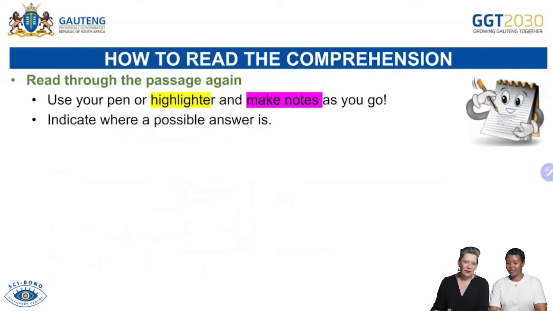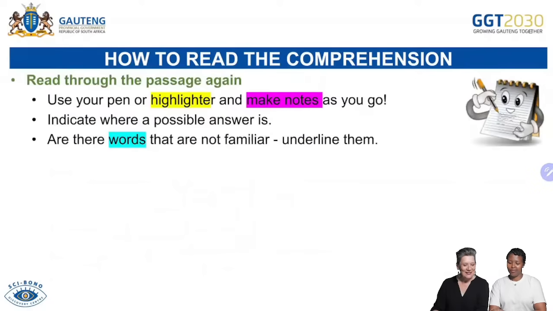Now, just to remind you, the question paper will be very specific. Usually we refer you to the specific paragraph. Stick to that paragraph. Exactly. We might even refer you to a line. So make sure you refer to that line specifically when asked to. Right. So indicate for yourself where the possible answer is.